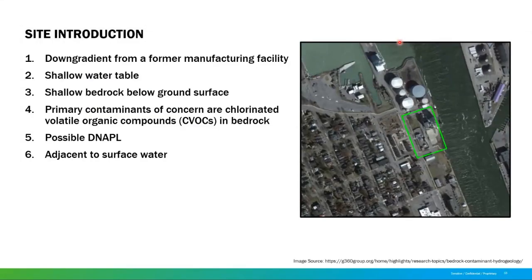All right, so the site is within the green rectangle in the aerial photo on the right there. It is down gradient from a former manufacturing facility. It has a shallow water table, and bedrock is actually really close to the ground surface. The primary contaminants of concern are chlorinated volatile organic compounds in bedrock. There's possible DNAPL, and it is adjacent to a surface water body, as you can see on the right-hand side there.